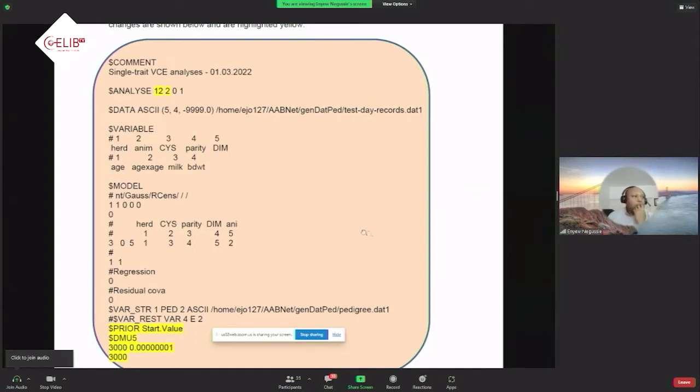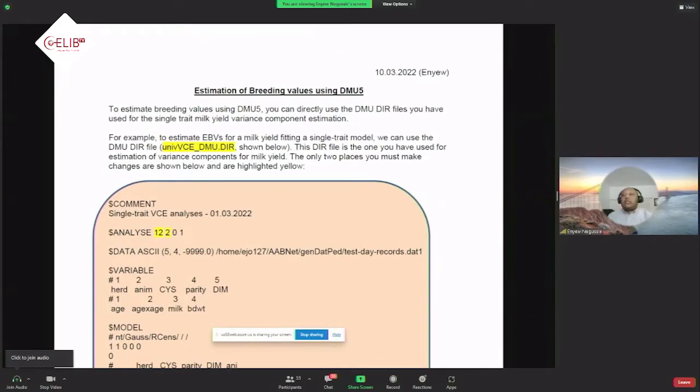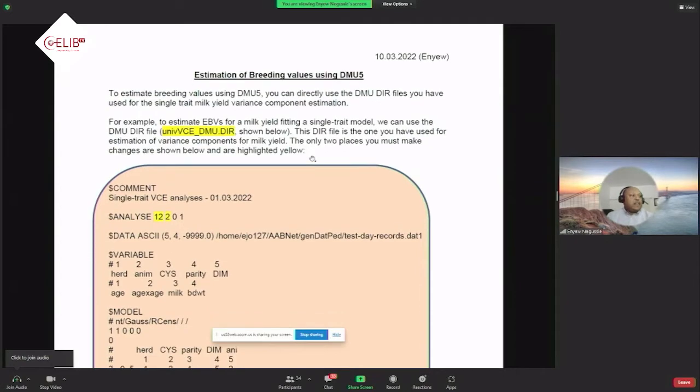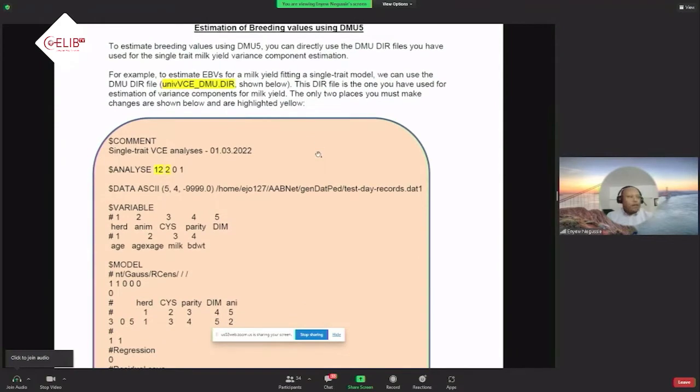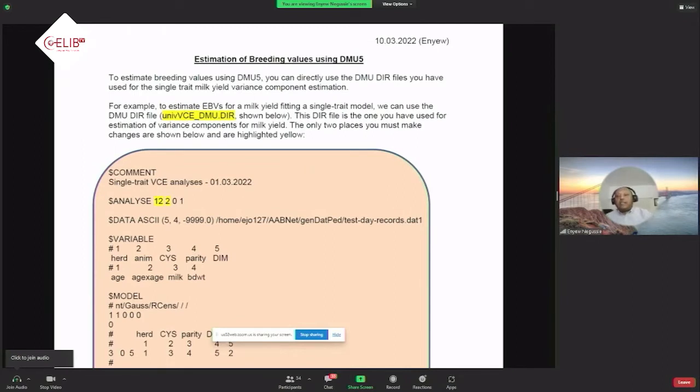Yes. Okay, in this one, because if you remember, we were discussing DMU. I have told you that DMU is a very versatile program that allows you to do not only estimation of variance components, but you can also predict breeding values and genomic enhanced breeding values. So we have seen how we estimate variance components, especially how we build the directive files for estimation of variance components. But here you can see how simple it is to build on the directive file which you have built for variance component estimation. By adding a few lines or changing numbers, you can use it to estimate breeding values too.